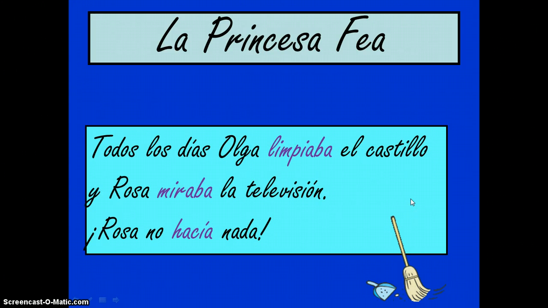Okay, next slide. Todos los días. There's a trigger. That's going to tip you off that you're probably going to use imperfect. Every day is a habitual action. Todos los días, Olga limpiaba el castillo y Rosa miraba la televisión. Rosa no hacía nada. Notice here you have two verbs in one sentence. They're both imperfect because they're two simultaneous actions. They both happen at the same time and did not interrupt each other. The third verb is a habitual action. She never did anything.